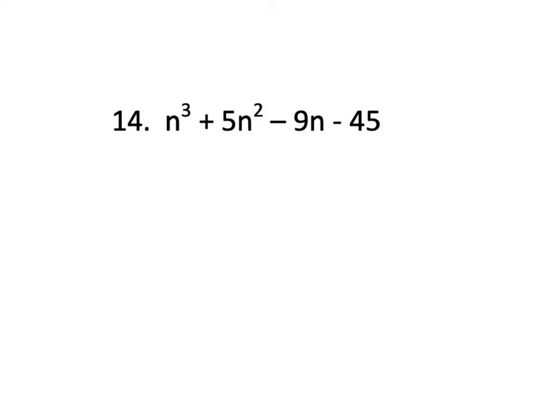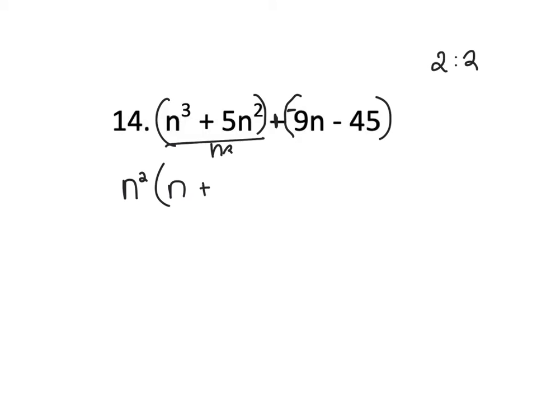All right, so we've just got to practice here. We're going to begin by attempting to group this as 2 and 2. But again, I can't just put parentheses after a minus, so I make it plus and negative. The GCF of the first grouped binomial would be an n squared. I'm going to bring that out front and divide both by n squared. When I do that, I get n to the first plus 5.